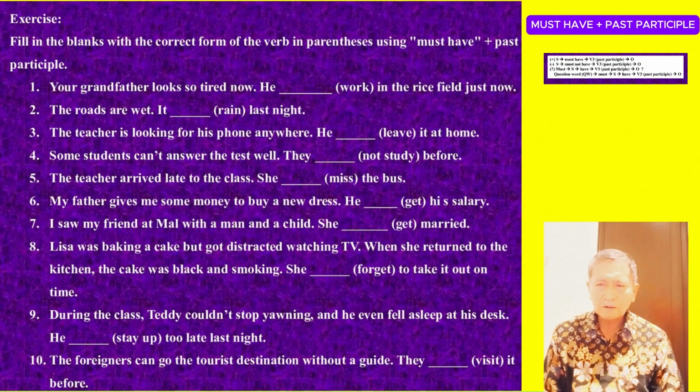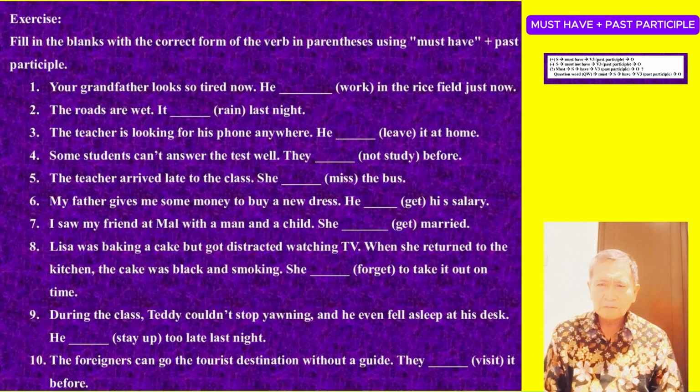Number four, the students can't answer the test well. So, what really happened before? All right, they must not have studied before. Number five, the teacher arrived late to the class. So, what's your statement for number five to make a conclusion about what happened before? All right, she must have missed the bus.